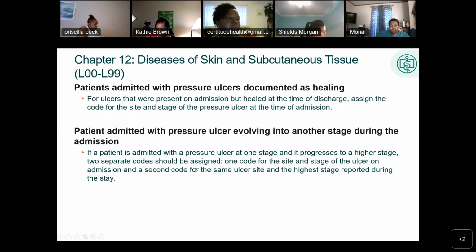And I'll run through these, but we'll look at some more examples. Patient admitted with ulcers documented as healing. For ulcers that were present on admission but healed at the time of discharge, assign the code for the site and stage of the pressure ulcer at the time of admission. That is guideline 6.